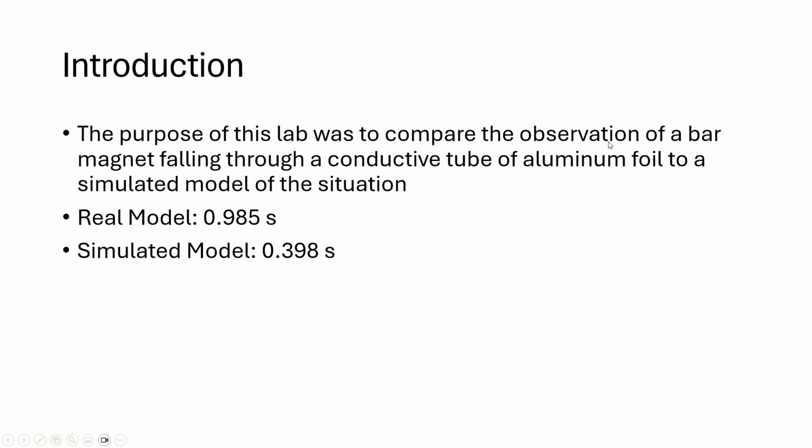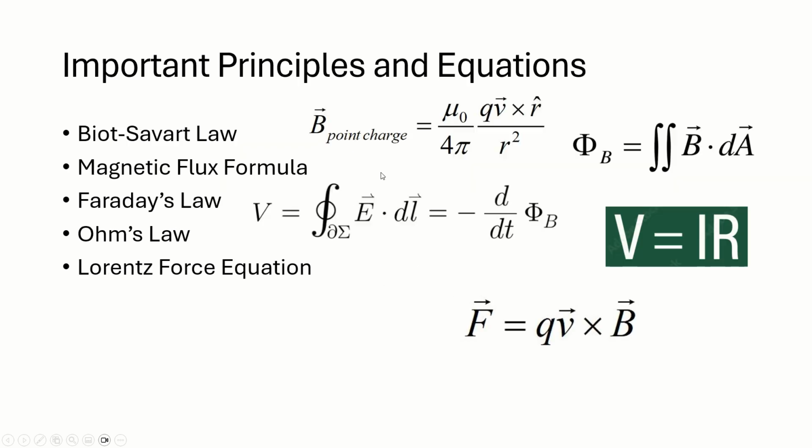The purpose of this lab was to compare the observation of a bar magnet falling through a conductive tube of aluminum foil to a simulated model of the same situation. In the real model, it took 0.985 seconds for the bar magnet to fall through. In the simulated model, 0.398 seconds.